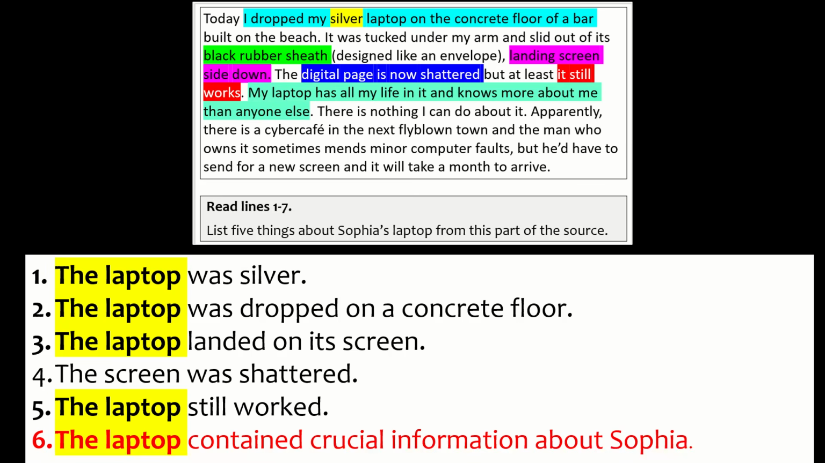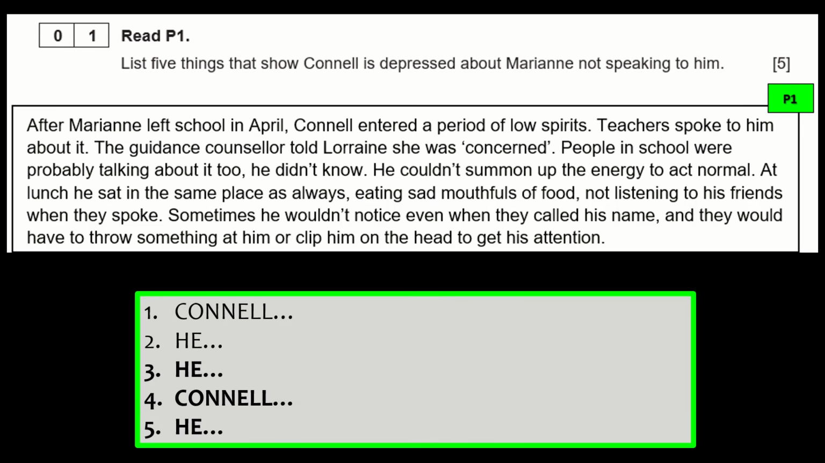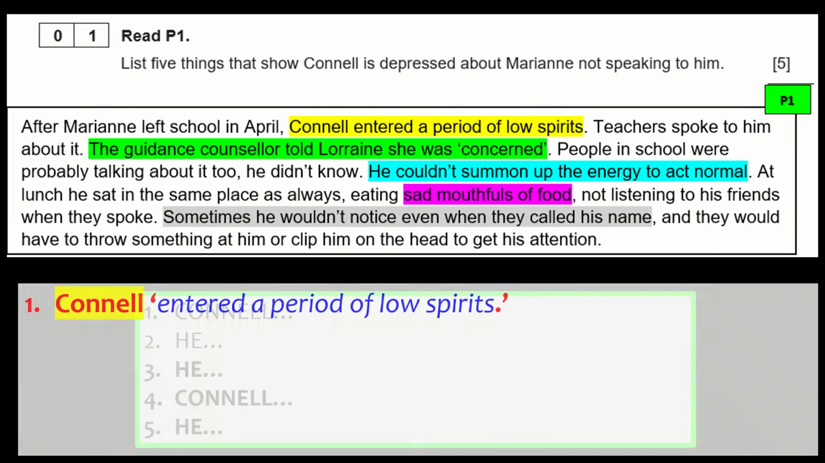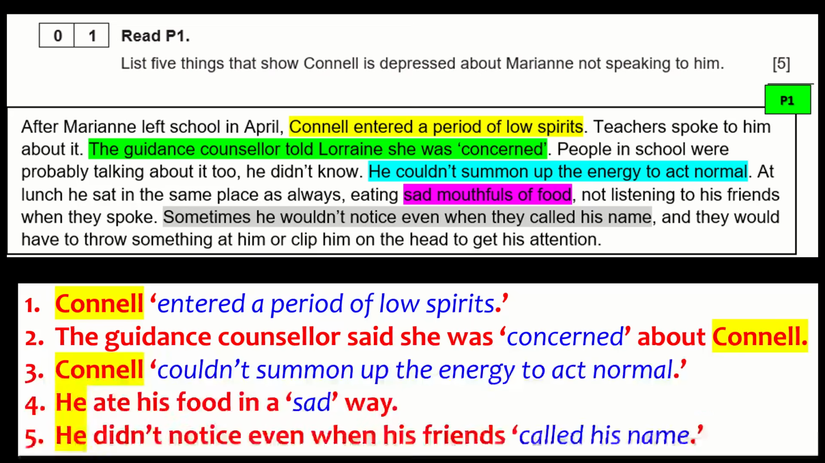Okay, the laptop was silver, the laptop was dropped on a concrete floor, the laptop landed on its screen, the screen was shattered, the laptop still worked, and then the laptop contained crucial information about Sophia. So mainly explicit information. I've put 6 down, so if you get one wrong, you've got one backup. Obviously only bother putting 6 down if you're doing well for time. So again, I won't pause the video if you want to, but each of these bullet points I've started with either Connell or he, because that's who the question is about.